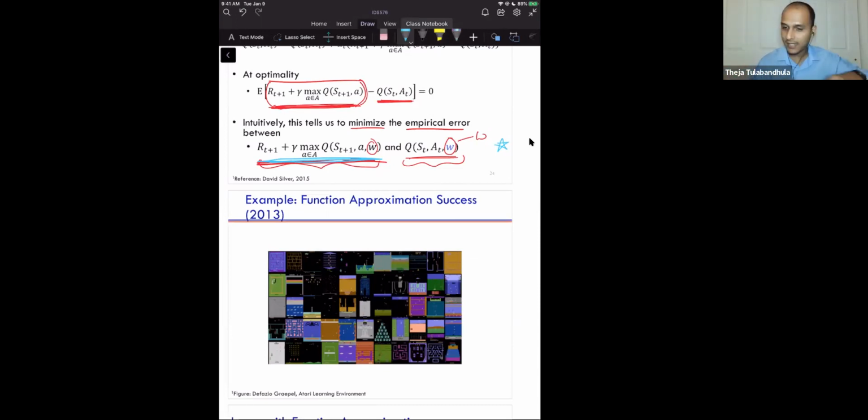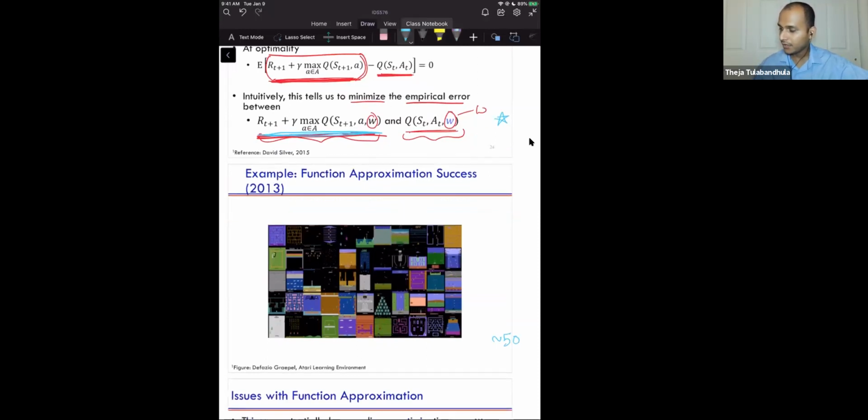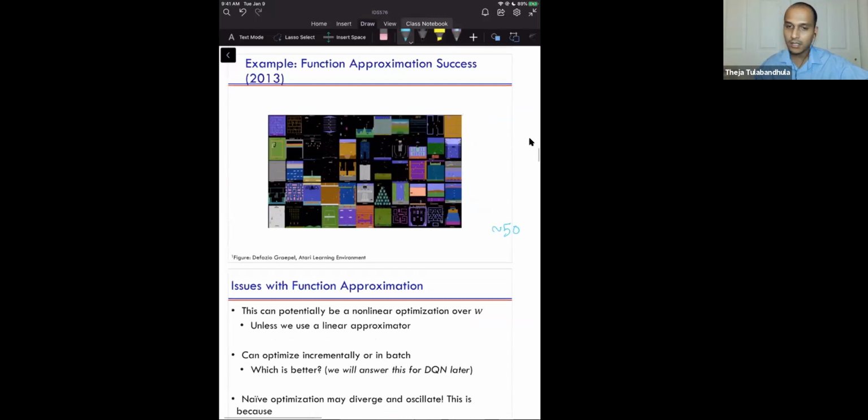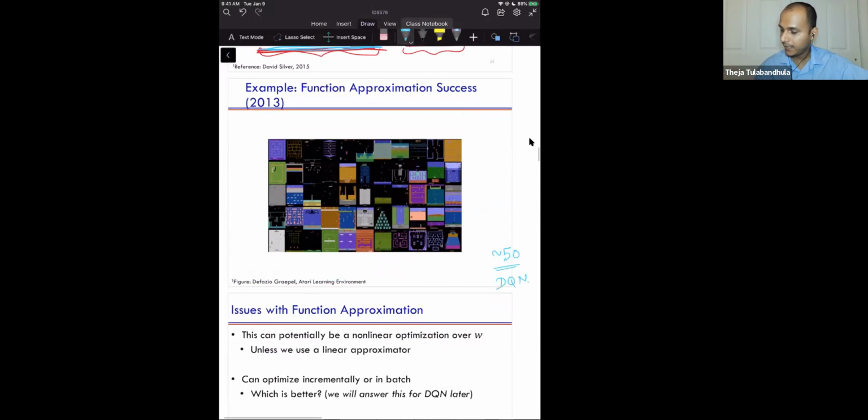So with that, let's come back to Atari. Here's a snapshot of about 50 games in this bucket of games. In that context, we're going to talk about a specific algorithm that fixes some issues with naively doing function approximation. We're going to discuss the details of the algorithm. It's called DQN, and what it fixes with naively applying function approximation.